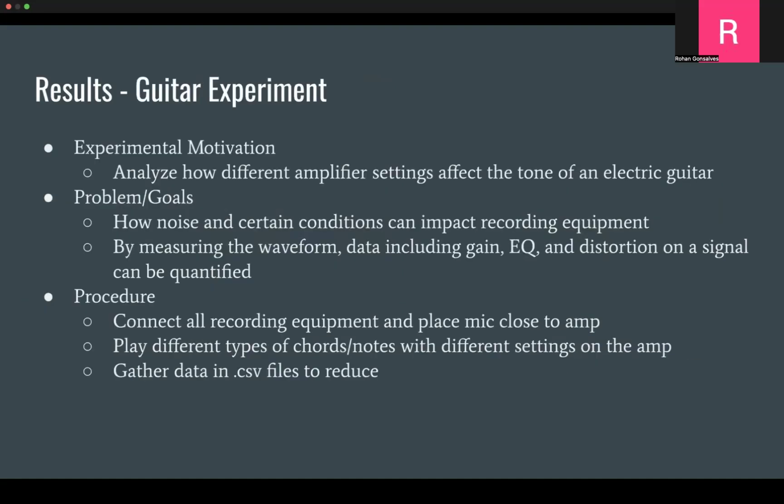For my design experiment, I wanted to test how noise and certain conditions can impact recording equipment. Using the setup and procedure explained before, I was able to analyze data, including gain, EQ, and distortion on a signal.